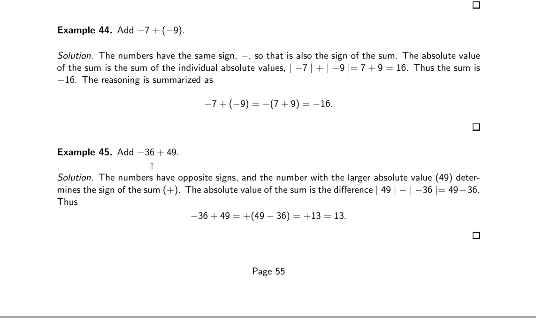Another example. This time we have negative 36 and 49. The absolute values are 36 and 49. Different signs, so we need a subtraction. This time the positive number has the bigger absolute value, so the answer is positive. We have 49 minus 36, that's 13. So this time the answer is positive 13.